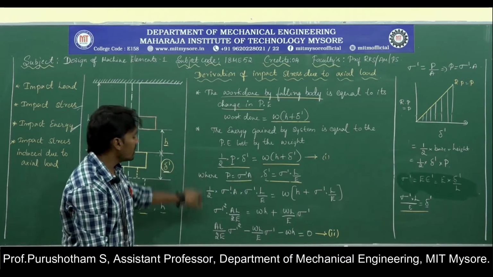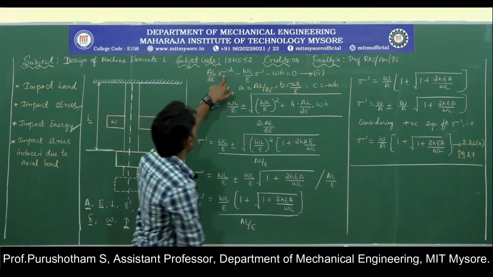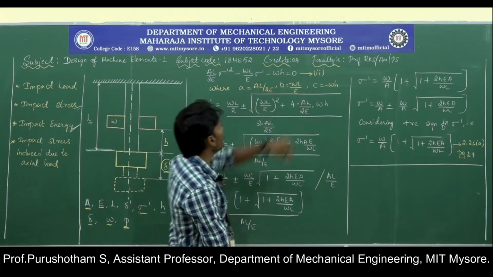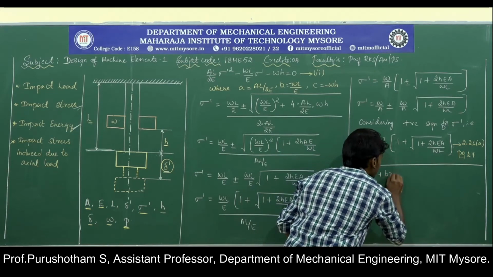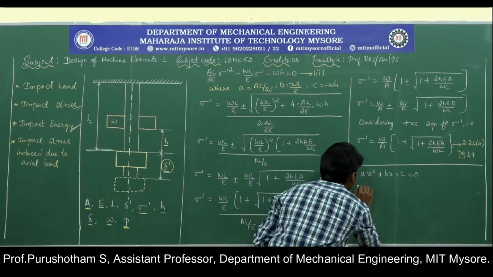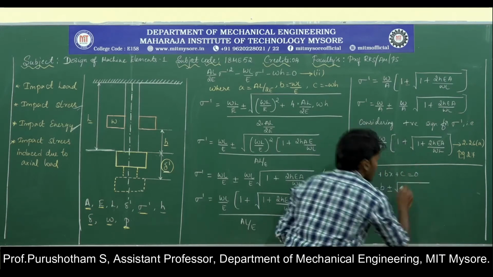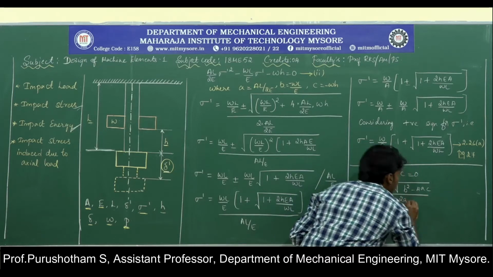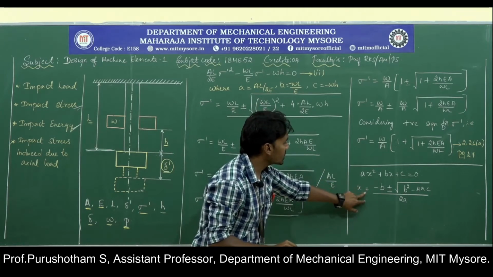So the equation reduces to the quadratic form: AL by 2E sigma dash square minus WL by E sigma dash minus WH equals 0. This is in the form of aX square plus bX plus c equals 0, that is a quadratic equation. The roots of this equation are x equals minus b plus or minus the square root of b square minus 4ac, divided by 2a. So that is the quadratic equation root.